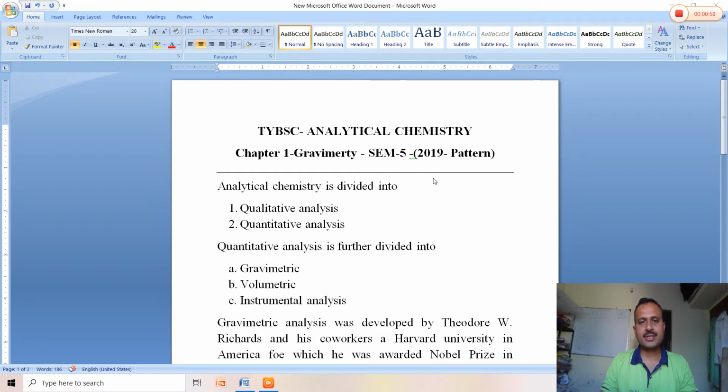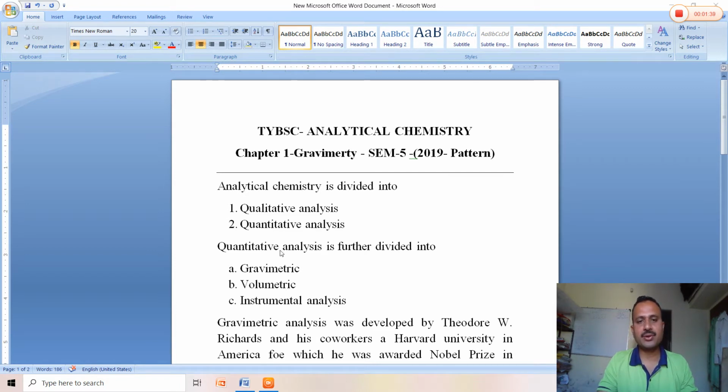Now, analytical chemistry is divided into qualitative analysis and quantitative analysis. Qualitative analysis determines what is present in a particular sample. Quantitative analysis is how much amount is present in the sample. If a sample is provided and we have to determine what element is present, then it is qualitative analysis, and how much of the element or substance is present in the sample is quantitative analysis.